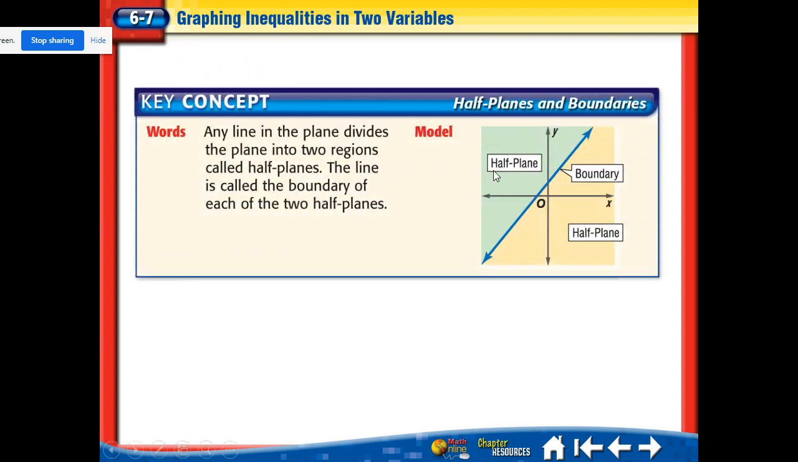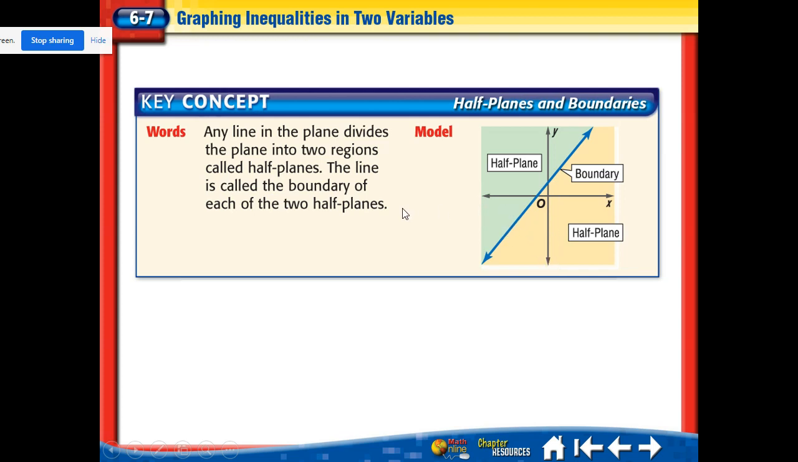An inequality graph looks like half a plane, is what it's called. We have a boundary line, a line that we graph just like we do for y equals. But now we also have to do some shading, and that shading is considered a half plane. A plane is a flat surface, so when we graph a line, that line goes up through the plane. So half that plane is either going to be greater than the line or less than the line.